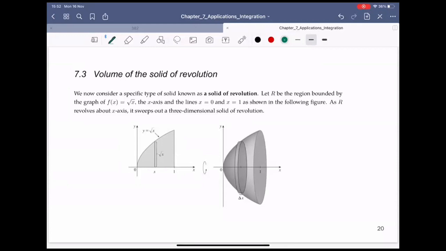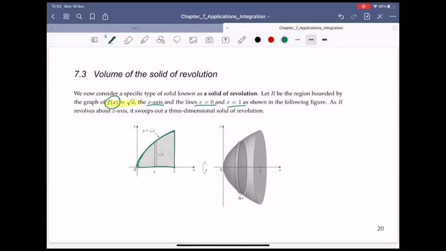So we now consider a specific type of solid. This is called a solid of revolution. Let's think together. If you let f(x) be square root x, which is this green curve, and then I have a region R. I bound the region by the function f(x), the x-axis, x equal to 0 and x equal to 1. So I get this area in green.